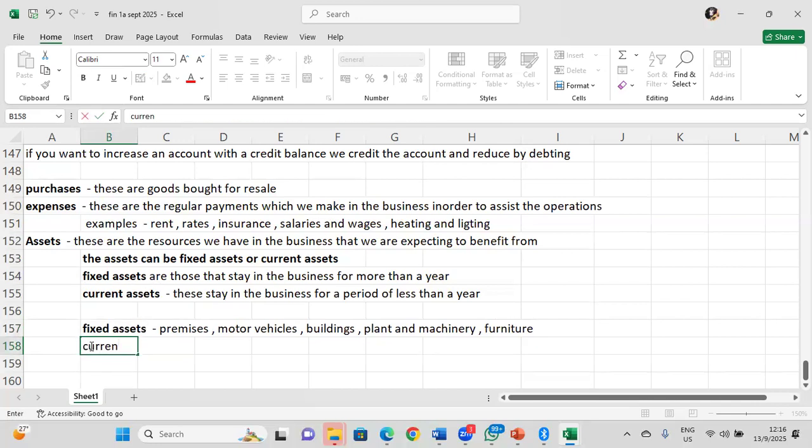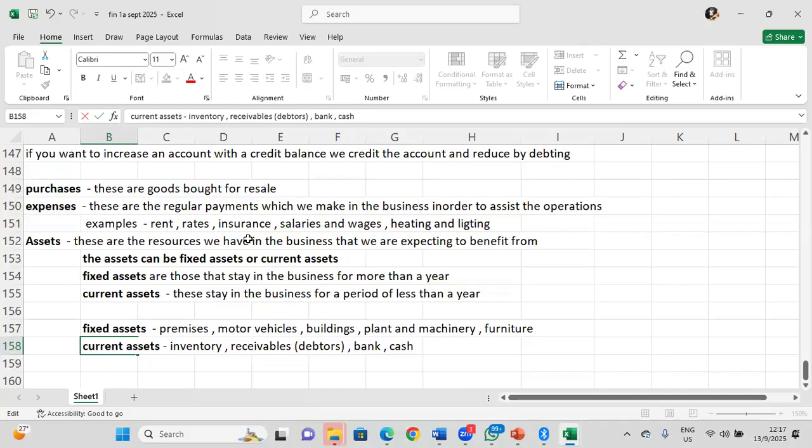Besides the fixed assets, we have the current assets. For the current assets, we have inventory or stock, receivables, or we can say debtors. We have bank, we have cash. All these are assets. If payment is made using a bank, it's an asset. Cash is an asset. If we talk about receivables, they are assets.